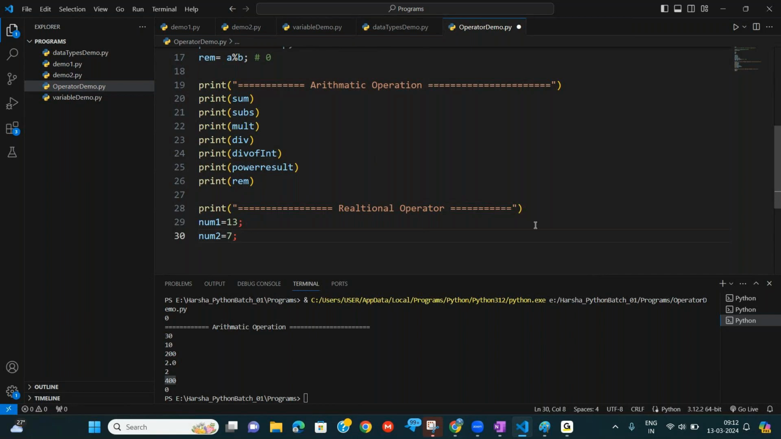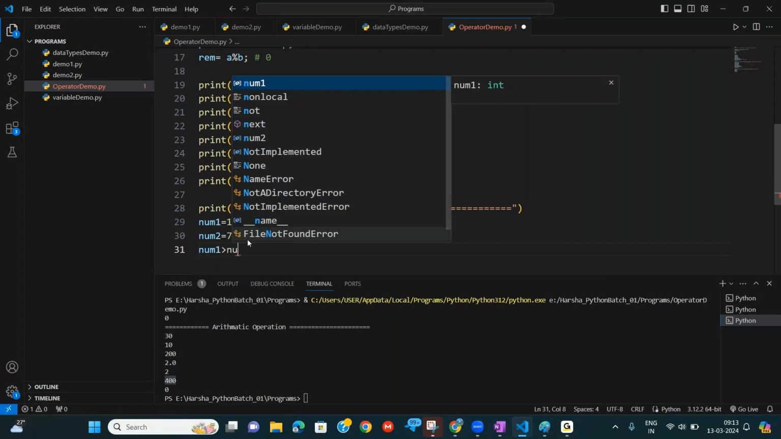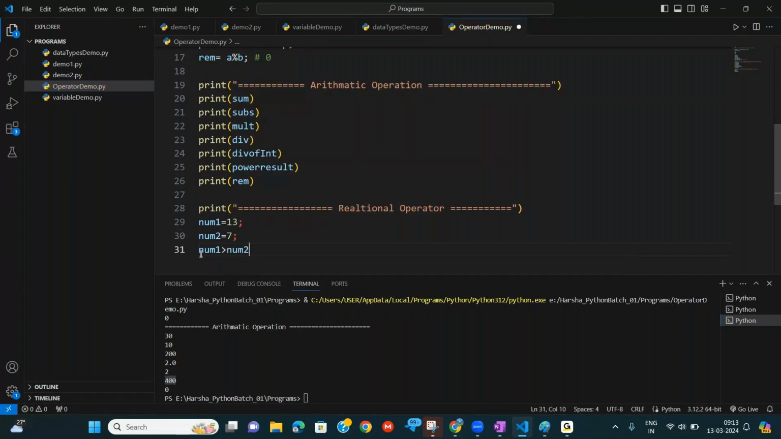Let's say I need to check whether number one is more than number two or not. For that we have something called greater than, num1 greater than num2. Whatever I am writing on the left-hand side, it checks whether the left-hand side is more than the right-hand side or not. So this is the meaning of greater than. Is 13 more than 7? Yes. If the condition is satisfied, it will return a true value.